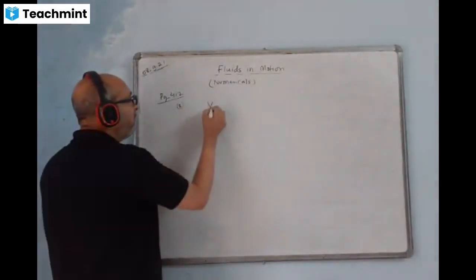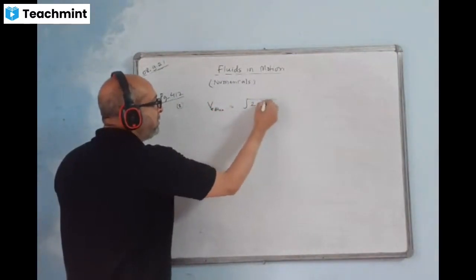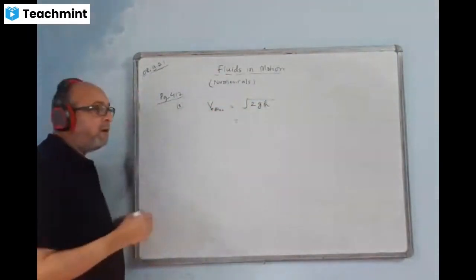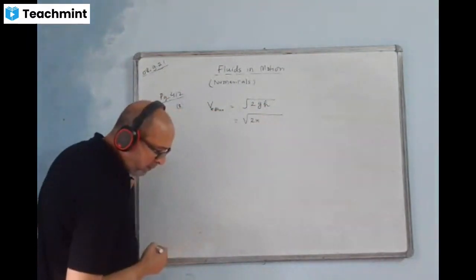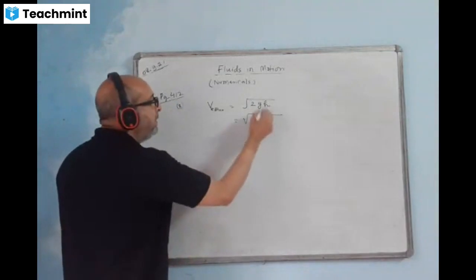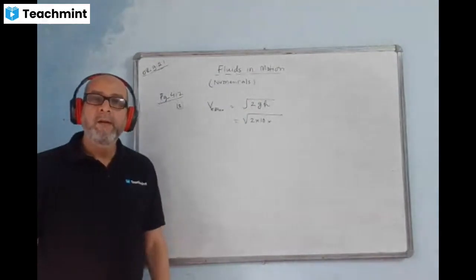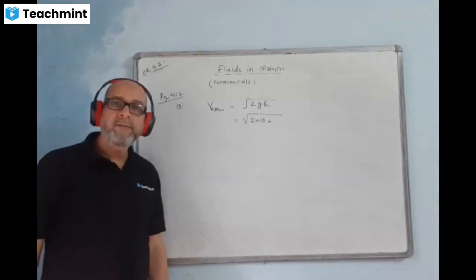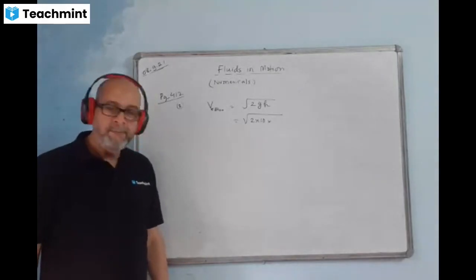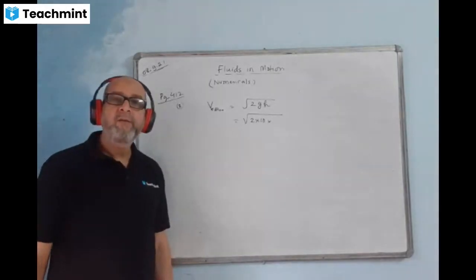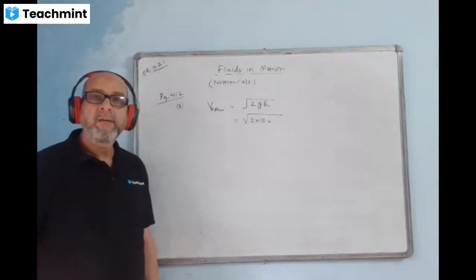You can write like this. What is the formula? V efflux. V efflux formula is root 2 g h, small h. I'll put the value here. 2 g value is not given here. I'll take 10. Tell me what is the value of h here in this question. What is the value of h? How much value should you take for h?